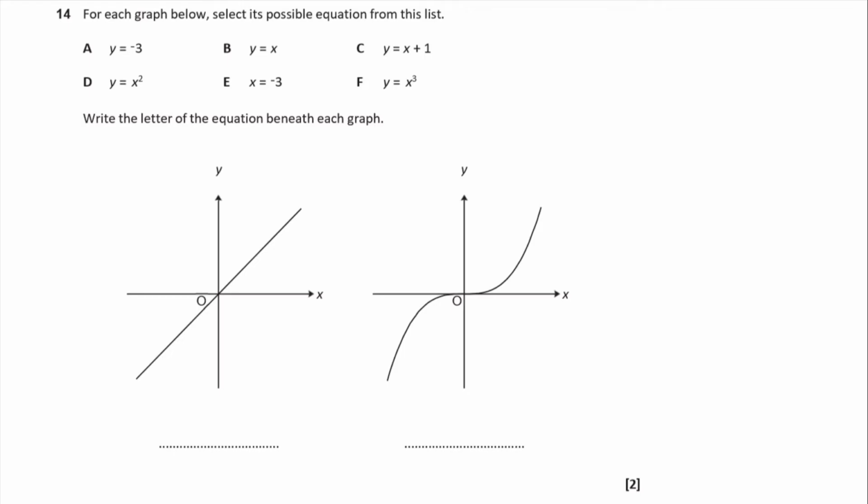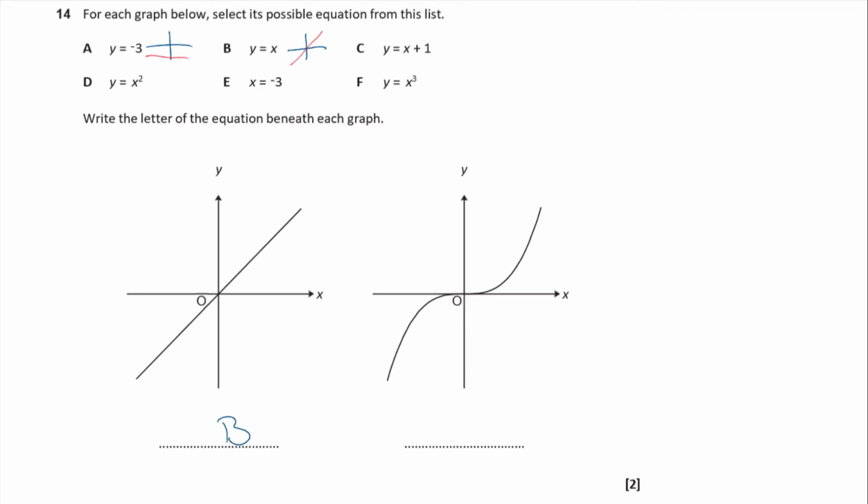Question 14, for each graph below, sketch its possible equation from the list. Okay, so I've got y equals minus 3. Now y is equal to a number is a horizontal line going through that number. So y equals minus 3 is going to be a straight line like that. That's not one of my lines. Y is equal to x, that is a diagonal line going through the origin like that. That looks like one of mine. I think that one's going to be B.